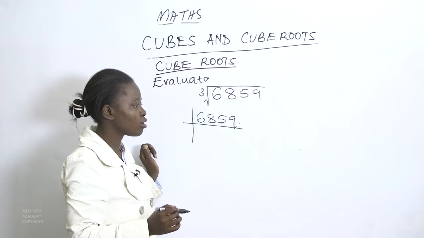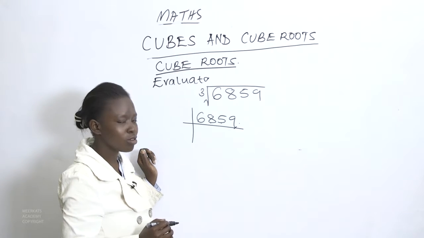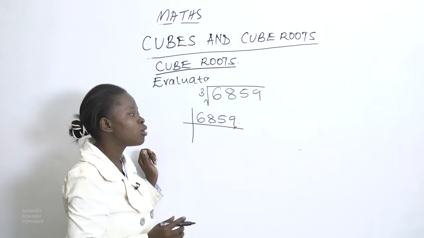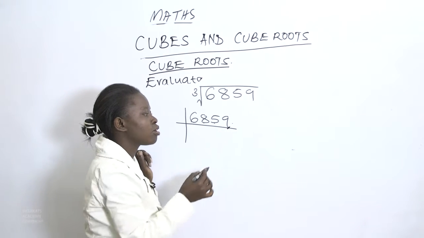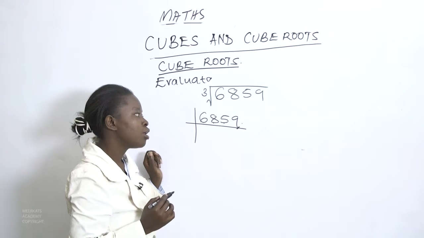So 28 is not a number that is divisible by 3. So this means that this number is not divisible by 3. Next, we move on to 5. Our last digit is neither 0 nor 5. So it means that my number is not divisible by 5.